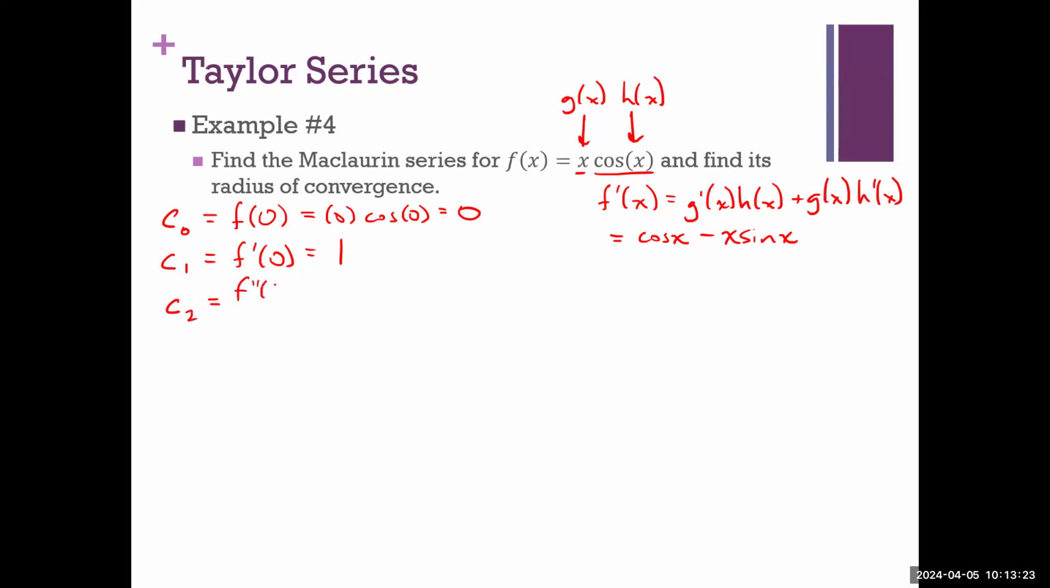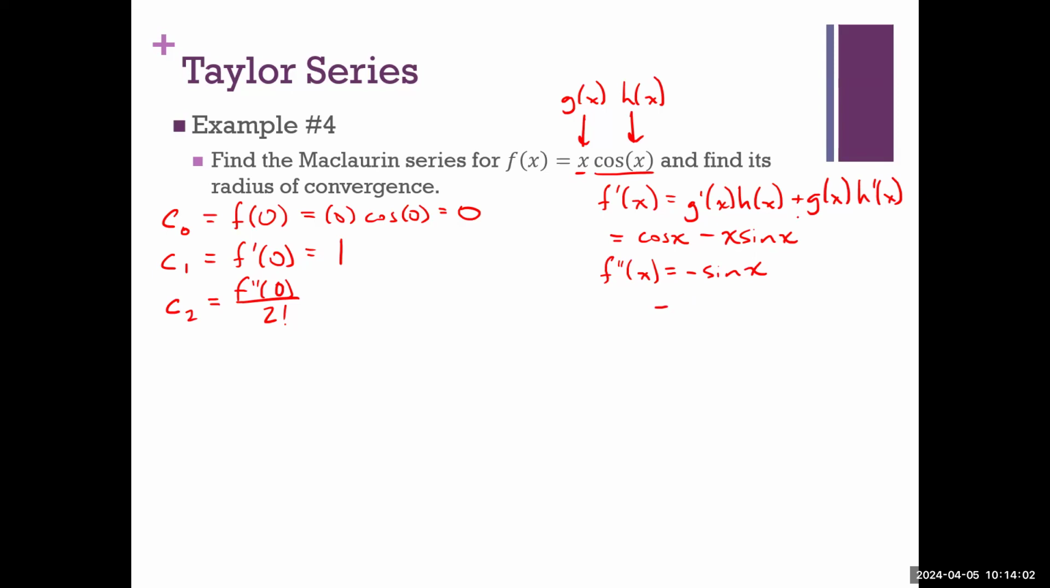Zero divided by 2 factorial. Yep. All right, so what's the second derivative of our function? Do we need the product rule again? We should. So cosine of x we don't. So what's the derivative of cosine? Negative sine of x, and then now we got to handle x sine of x using the product rule.